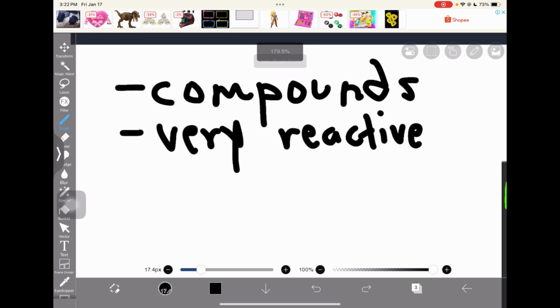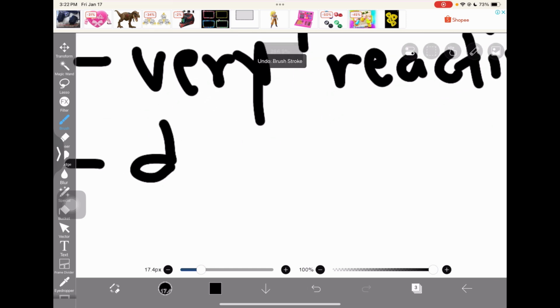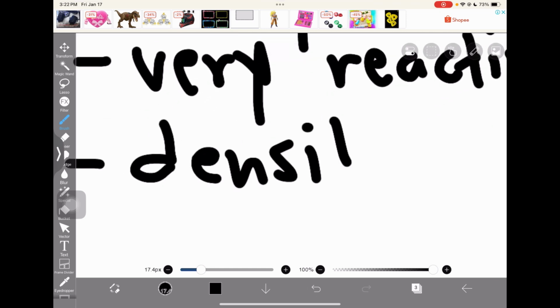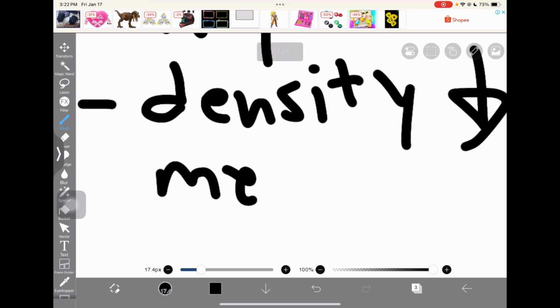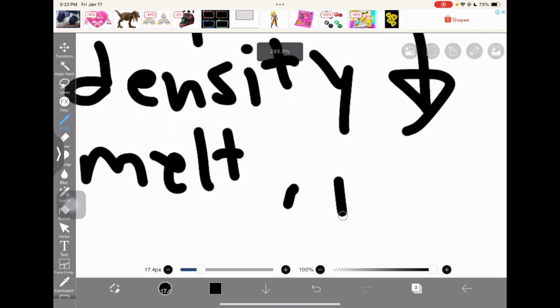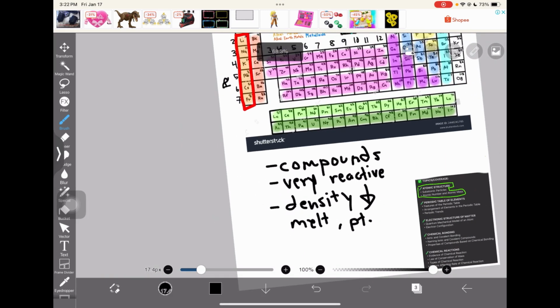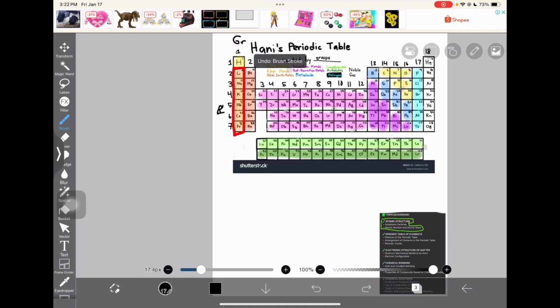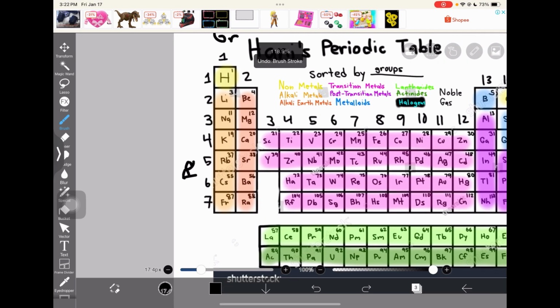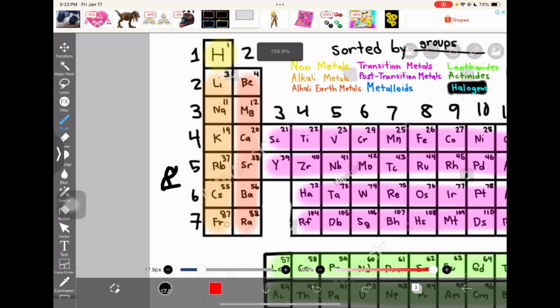Then their density is low, as well as the melting point. So what we can learn from these alkali metals is that they're very reactive and they have low density and melting points. Okay, I think we got that.